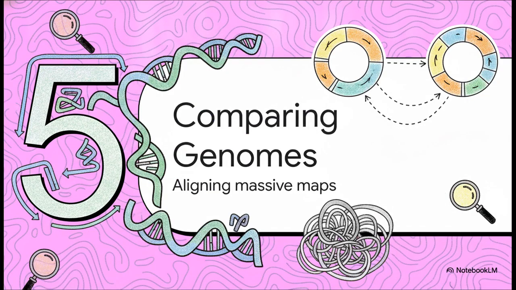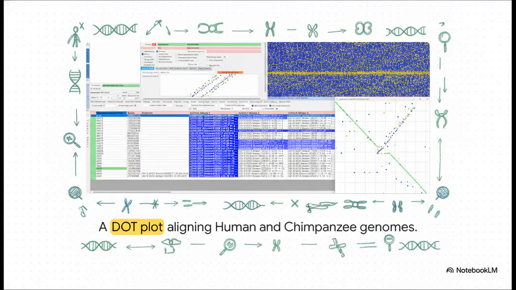Which brings us to our final stop, Section 5, Comparing and Aligning Genomes. So, how do we compare these massive maps across entirely different species or even different chromosomes within our own bodies? Enter the dot plot. This incredible visualization tool puts one sequence, let's say the human genome, on the x-axis, and another sequence, like the chimpanzee genome, on the y-axis.